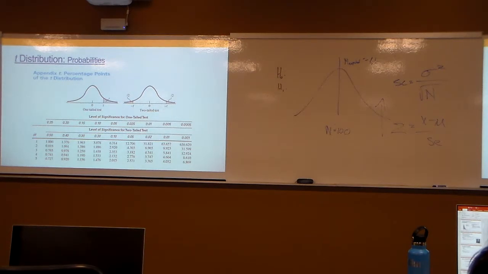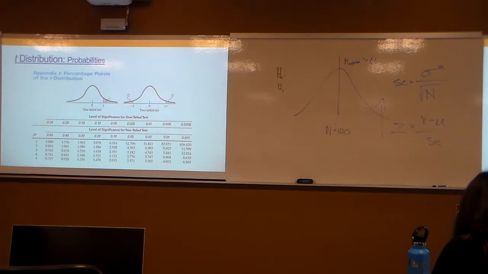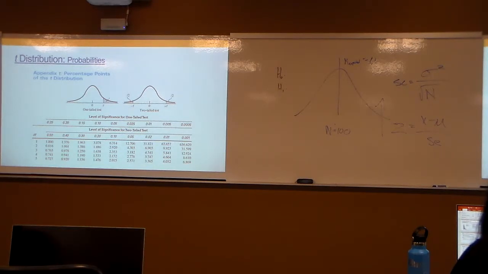CJ, do you have your table with you? Yeah. Okay, tell me, if I have 19 degrees of freedom, what is my critical value at alpha equal 0.05 for a two-tailed test? 2.093. 2.093, okay. Chris C, what if I have 30 degrees of freedom and I'm looking at a two-tailed test, alpha 0.01?